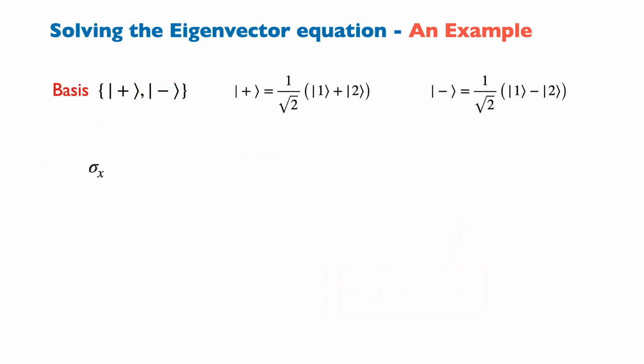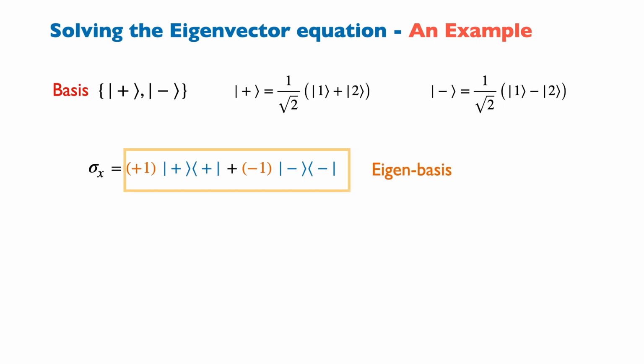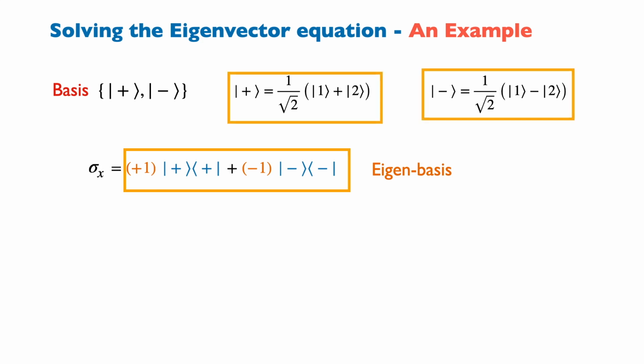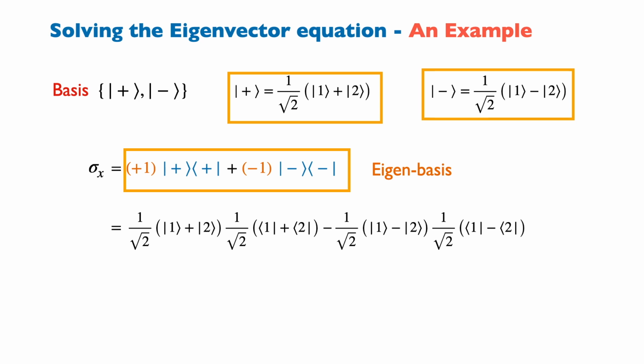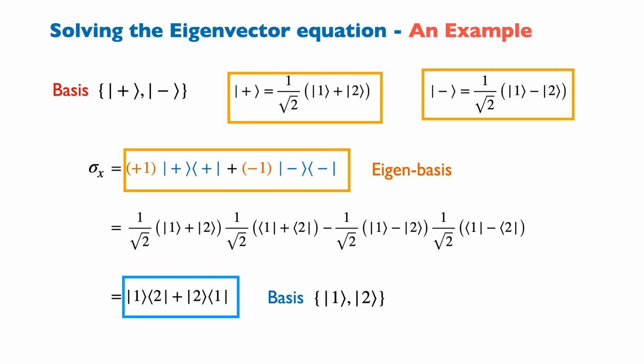We can express sigma x in terms of its eigenbasis, in which the operator takes a diagonal form. Note that the eigenvalues are real, which means that sigma x is a Hermitian operator. Using the relations between the new plus-minus basis and the old 1-2 basis, we can show that this is equivalent to the original definition of sigma x in the 1-2 basis. In this example, we notice that sigma x is a Hermitian operator, and it turns out that its eigenvectors form a basis. These are no mere coincidences, but are the results of a more general theorem that we shall prove in the next section.